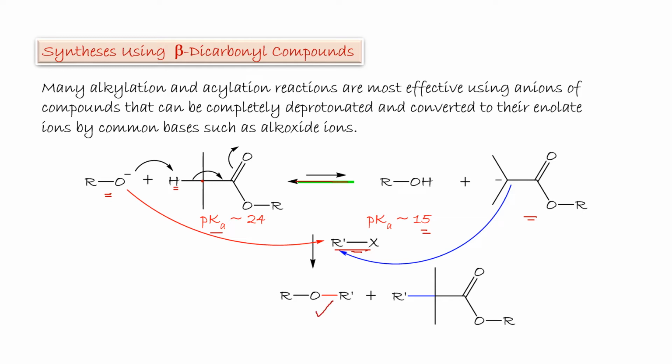But the target here was reacting the alpha hydrogen to form the enolate anion, then react that with alkyl halide to provide the alkylated species. So this is our target and this is the byproduct. To get the target molecule, we need a high percent of the enolate anion.